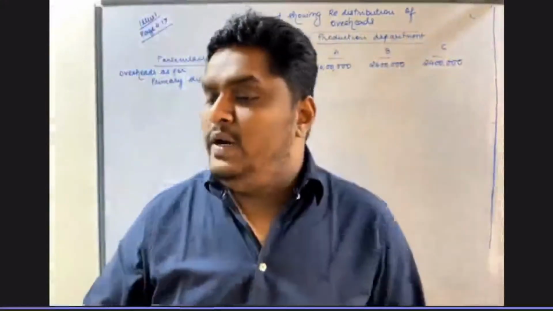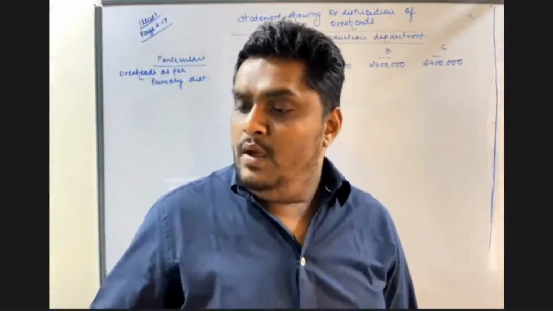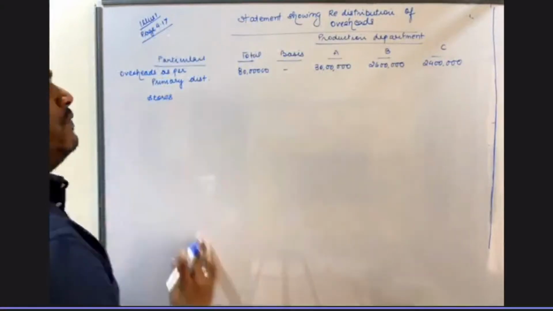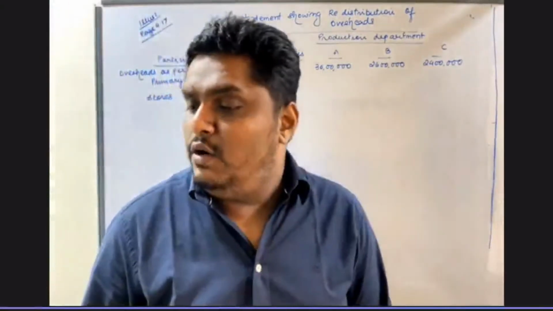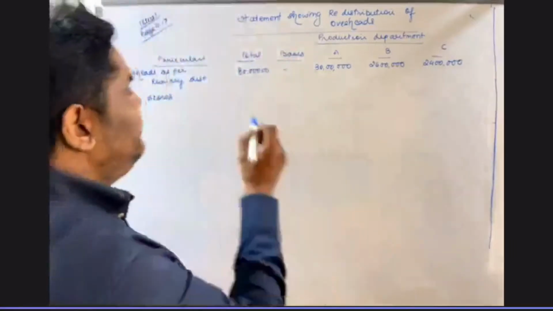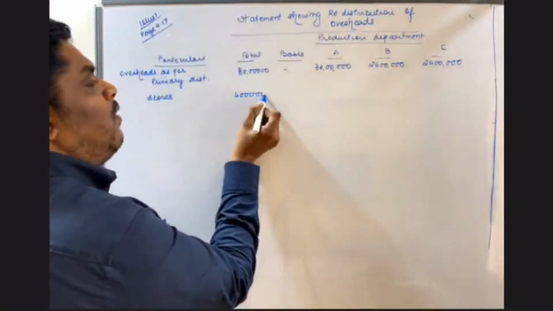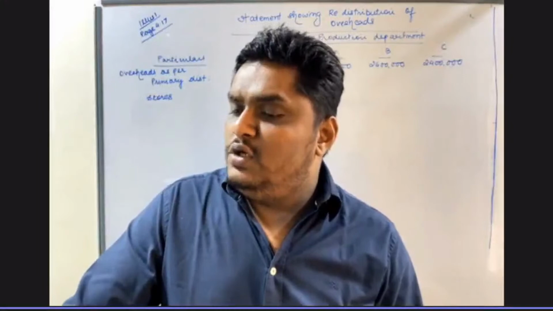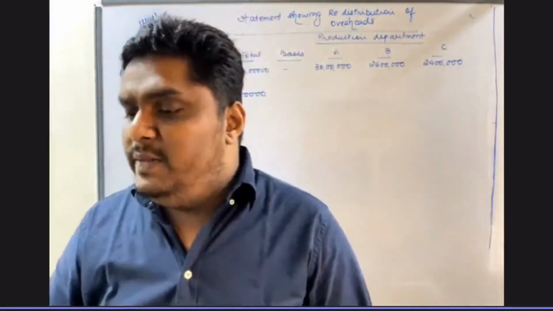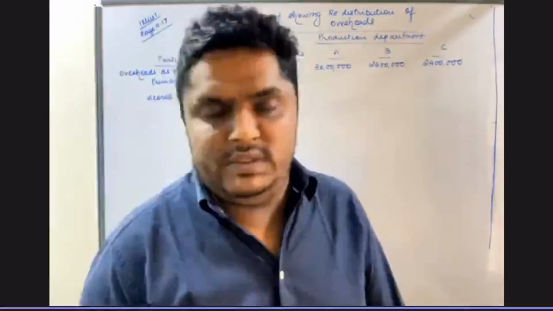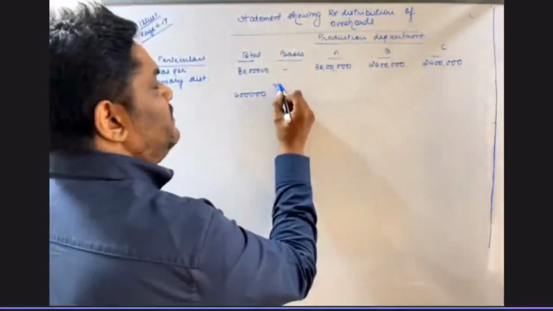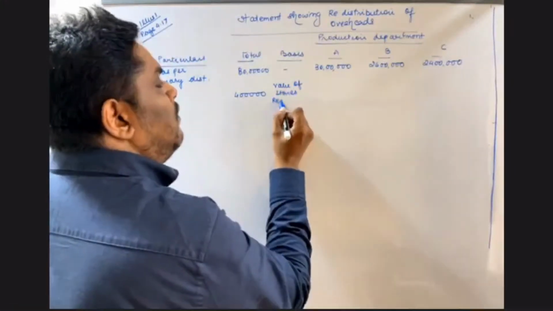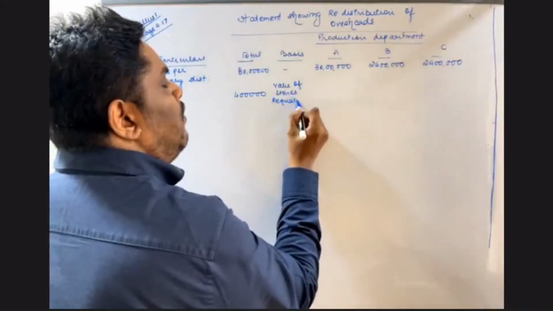Now we'll distribute the overheads of service departments one by one. When talking about the stores department, the total overheads that are apportioned or allocated to the stores department is 4 lakh. Now we'll identify the basis of apportionment. The overheads of the stores department will be distributed on the basis of value of stores requisition.